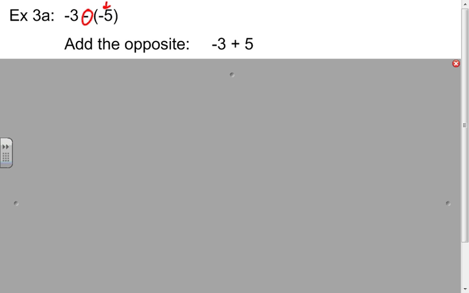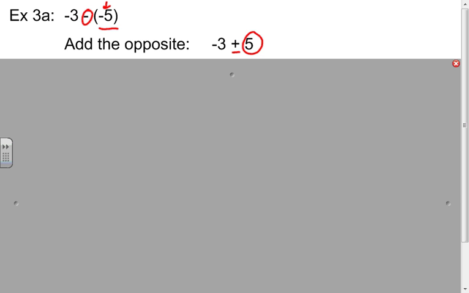Okay? Here's how it would work. Example. Negative 3 minus a negative 5. Now, it's a subtraction problem because of that negative sign in the middle. So we need to change subtraction to addition and use the opposite of the second number. Here's the second number, a negative 5. The opposite of negative 5 is positive 5. So we rewrite the problem. The negative 3 in front stays the same. Change subtraction to addition. Change the negative 5 to a positive 5.